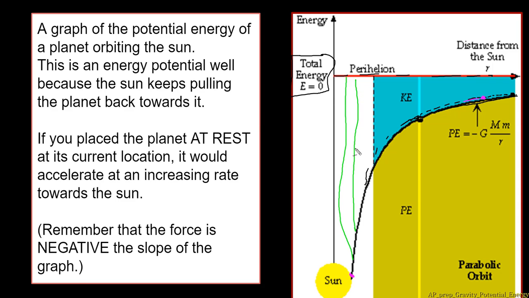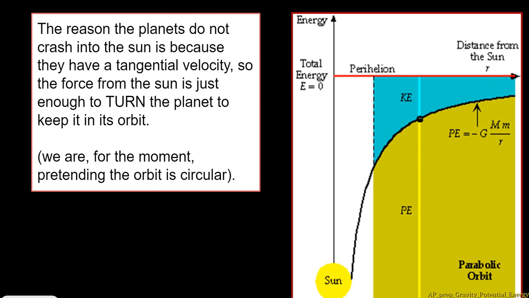Remember, quick review, we did this with the formula at the beginning. The force is negative the slope of this graph. So you can see that the force increases as you get closer to the sun. Okay. And the reason the planet doesn't crash into the sun is because it's not placed at rest there. It is given some tangential velocity, and so yes, it has a force, but that force is centripetal. It's just what it needs to be to turn it. Okay, so there is a force there, but it's just enough to turn it.